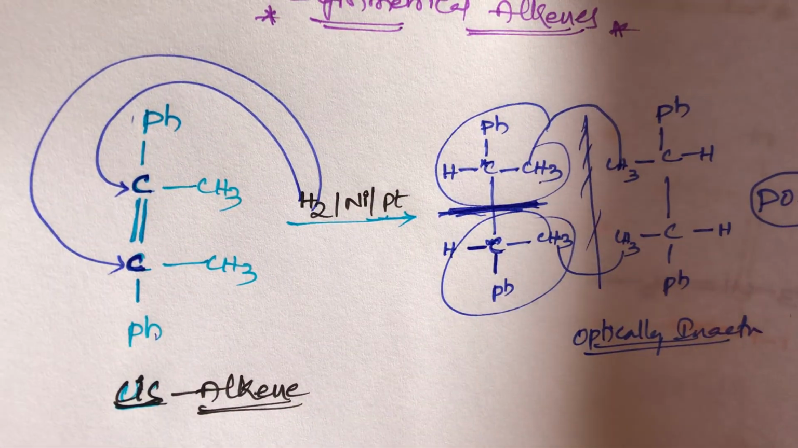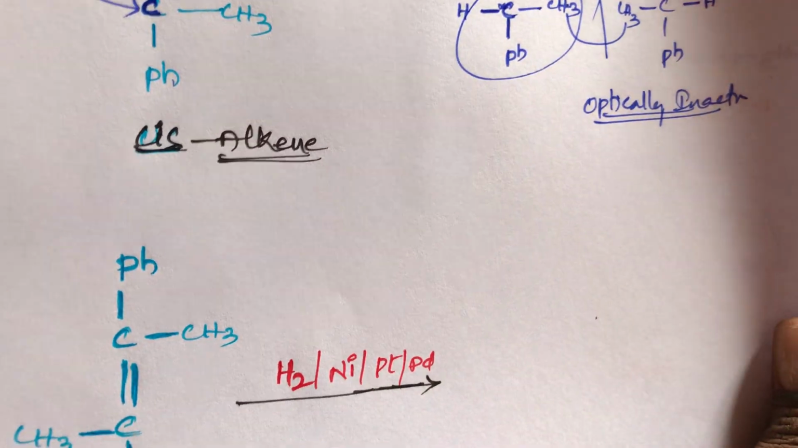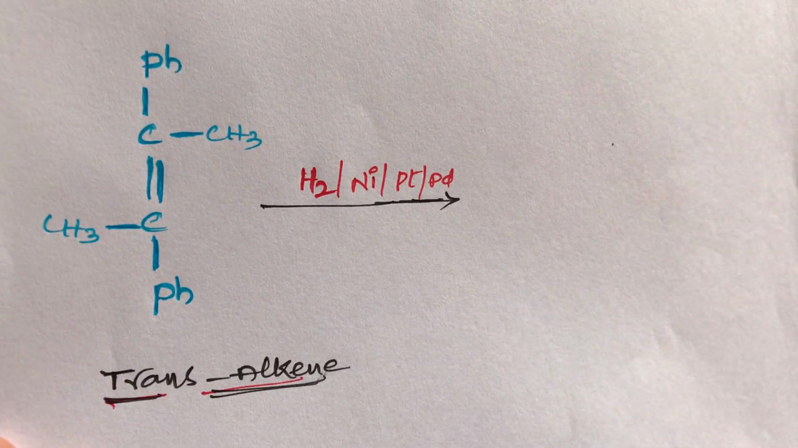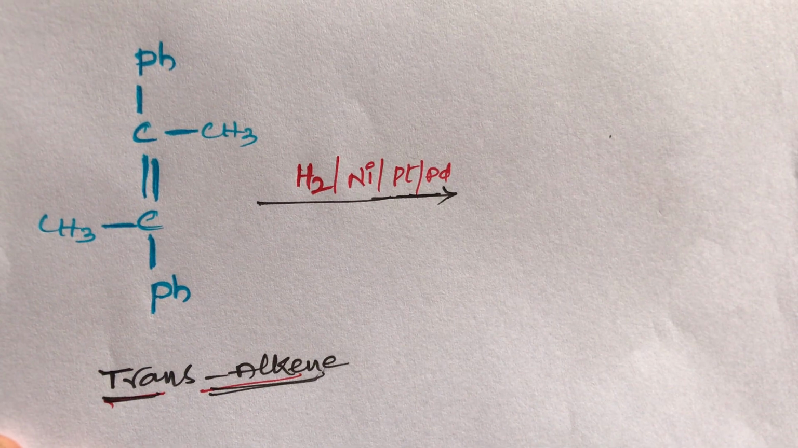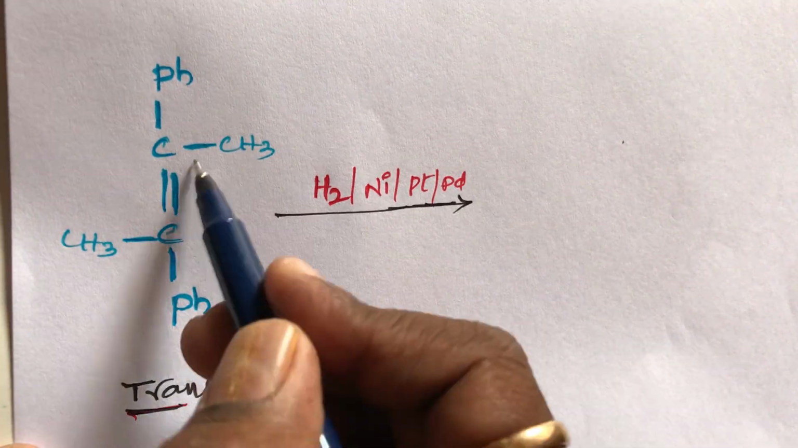Now take one more example, students. Now a trans alkene. In trans alkenes, students, the two methyl groups are opposite to each other.